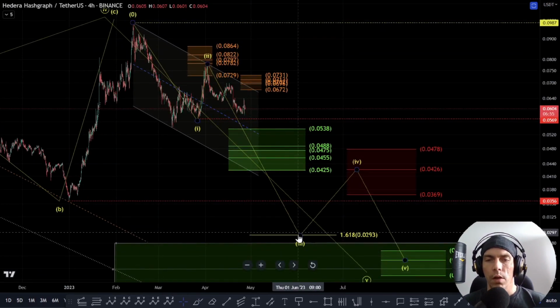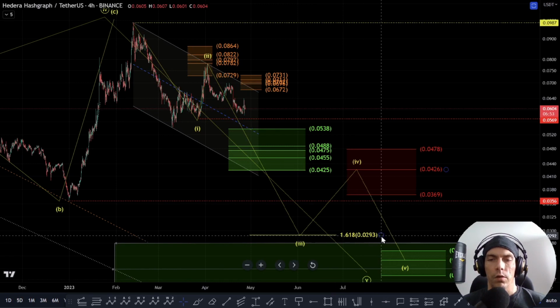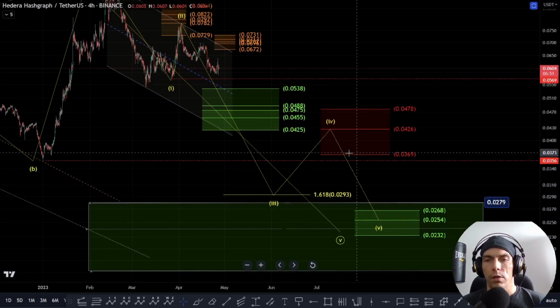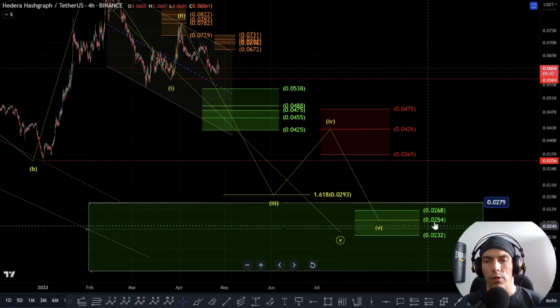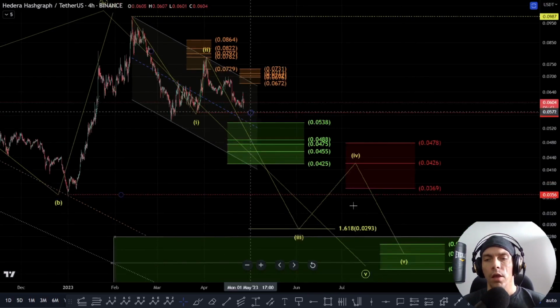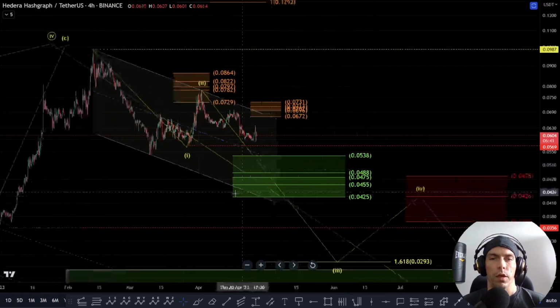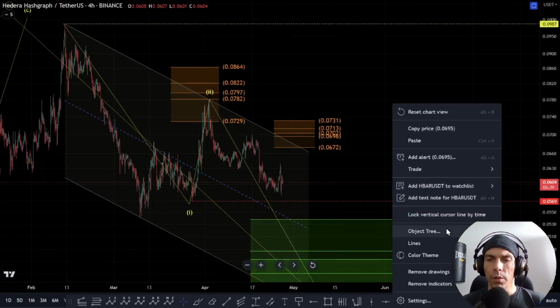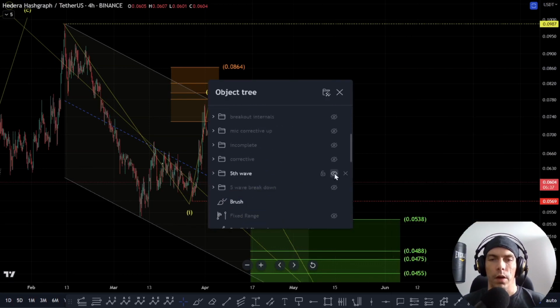But if we fail to, I'm going to be keeping an eye on this zone of 0293, which could then lead to an additional fourth and a fifth, which could bring us down into this lower range here, this 0268 to this 0232 region. So that would be a five-wave move to the downside like this. Now, how would this play out if this is going to happen?